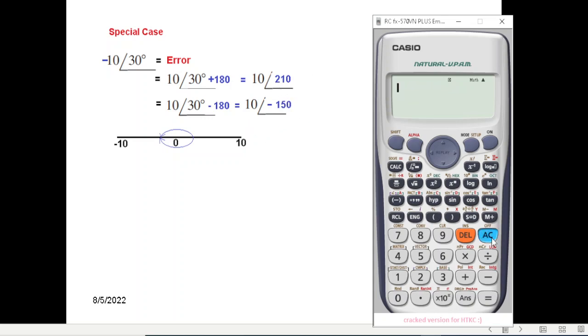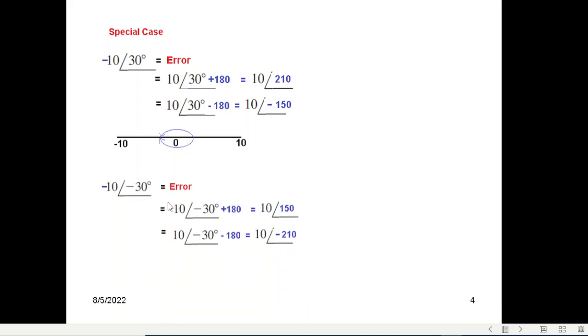And let's clear this and try to solve. Shift, rectangular. Now I'm taking this 10, shift comma, minus 150, so you get x as minus 8.66, and y you have 5. So this is how you take care of the negative sign. And similarly, if the angle is negative along with the minus 10, you will follow exactly the same technique: either you add 180 or you subtract 180, and then you solve whatever the answer is.